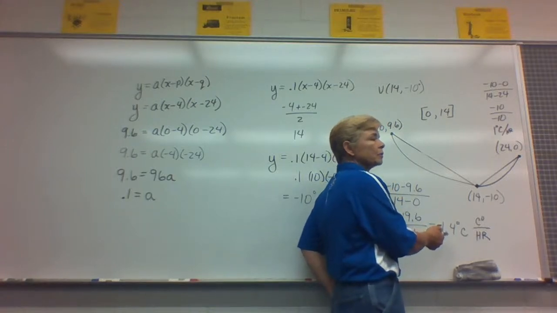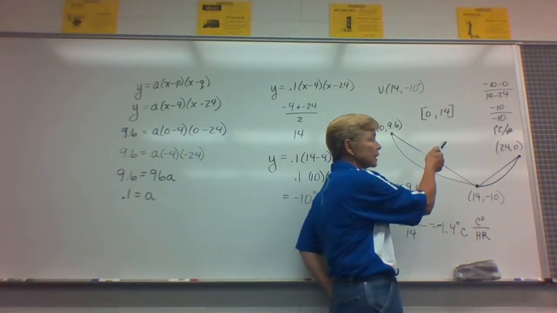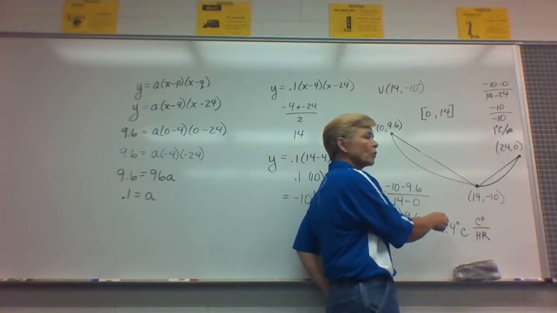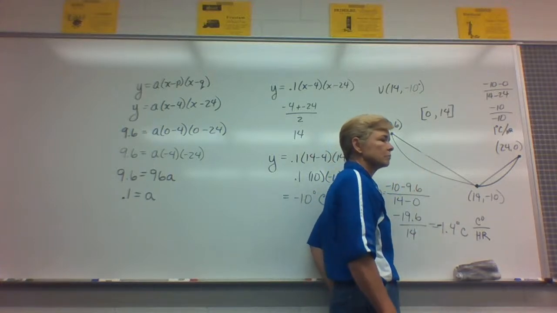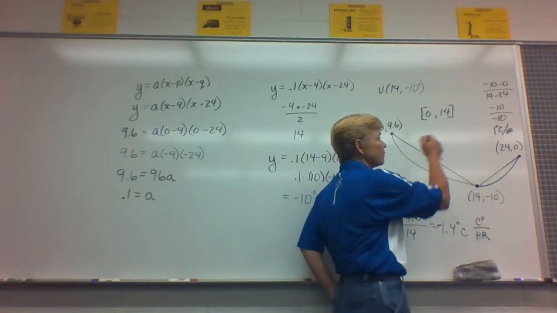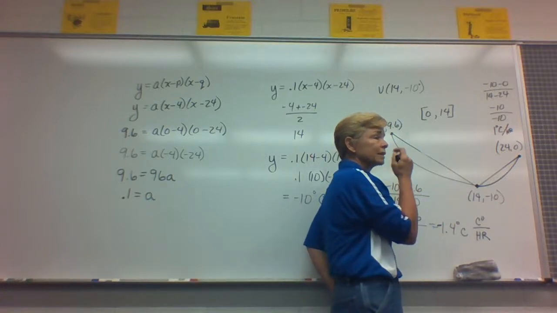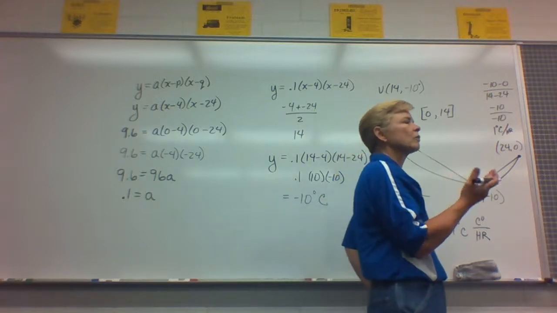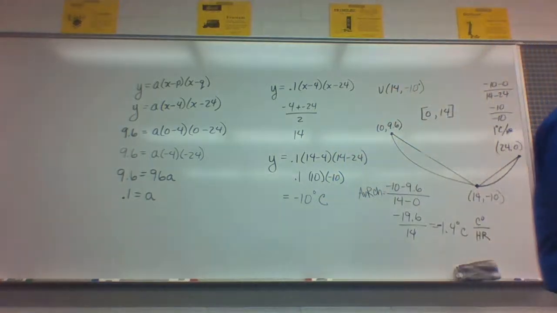The temperature dropped more per hour than it rose. Because 1.4, the size of 1.4 is bigger than 1. So the temperature dropped more dramatically than it rose on the increasing part. That's how you do a comparison. Which one's bigger in size in this case?